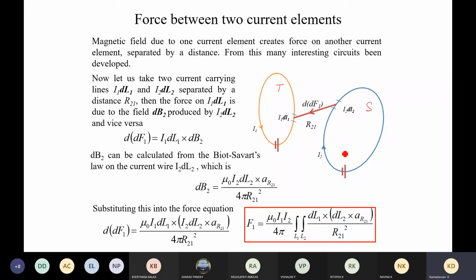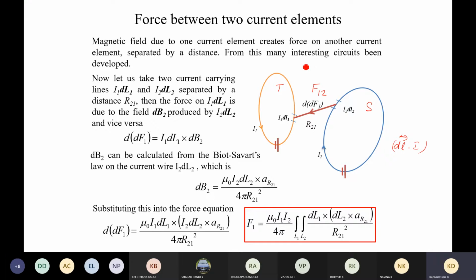What is actually happening is that the current flowing in the source current loop is producing a magnetic field. This magnetic field is going to exert force on the second loop. In that case, what is the total force acted upon the second loop? We can easily calculate that. So how to do that? For this, we have to take a small current element. The small current element is nothing but a small length multiplied with the current. So this vector is nothing but the small current element.